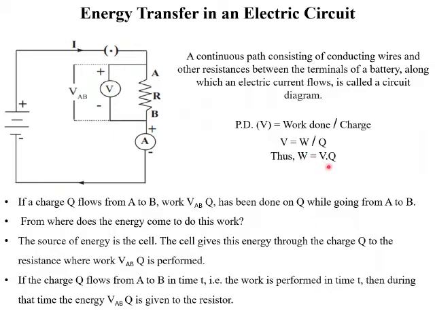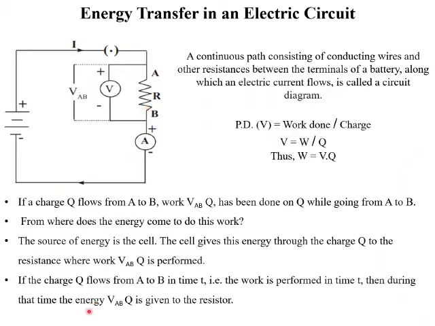The work performed in time t is VQ, or more precisely VABQ. Where is it being performed? Between the two ends of the resistor. So the charge is moving from A to B in time t, that is, the work is performed in time t, and during that time the energy VABQ is given to the resistor.